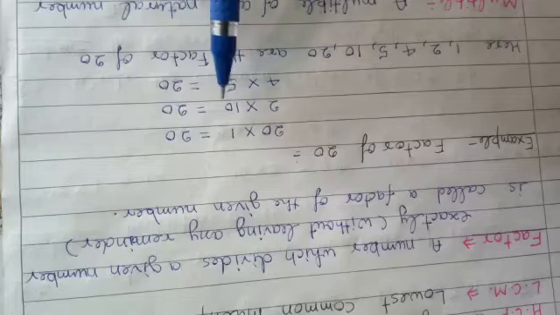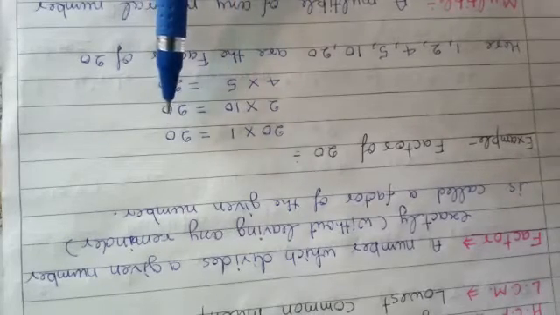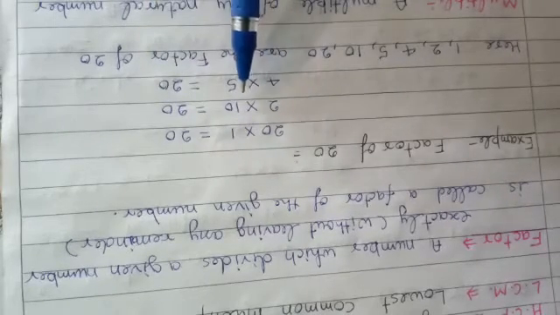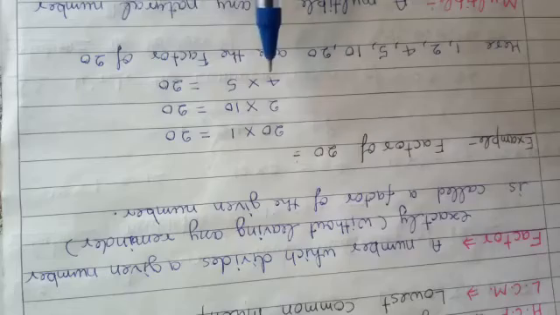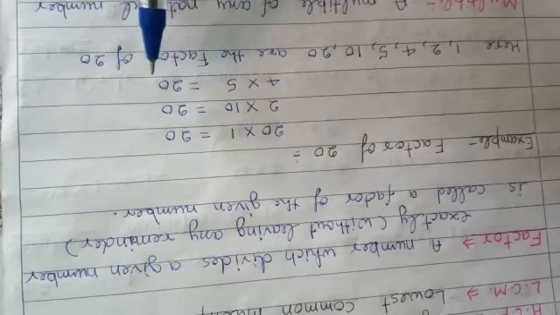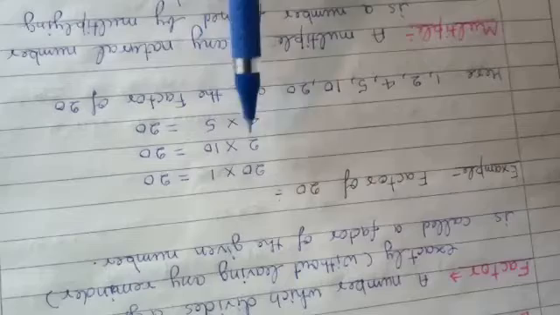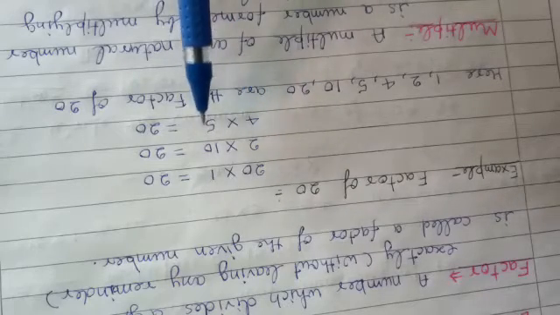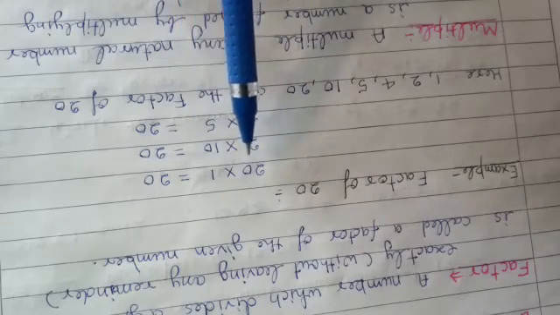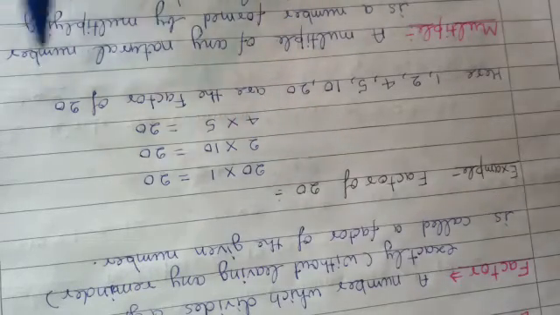20 into 1 is equal to 20. 2 into 10 is equal to 20. 4 into 5 is equal to 20. So here 1, 2, 4, 5, 10 and also 20 are the factors of 20.